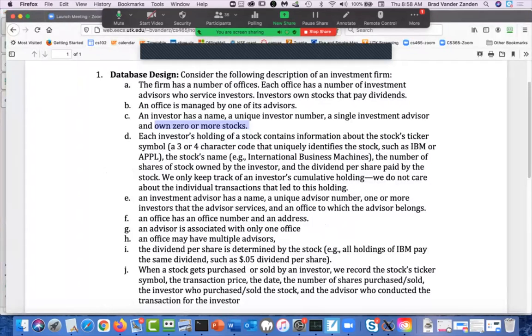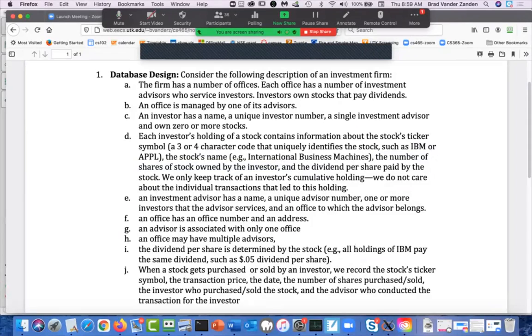Okay, so now coming back, we have dealt with C. So we'll move on to D, where we have each individual's holding of a stock contains information about the stock's ticker symbol. So ticker symbols are unique symbols that identify stocks when you place an order. So they are, in fact, a key. The stock's name, that's an attribute. The number of shares owned by the investor and the dividend per share of the stock. So this is all descriptive information.